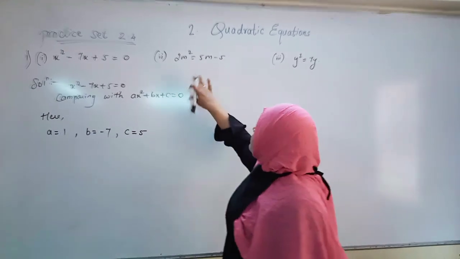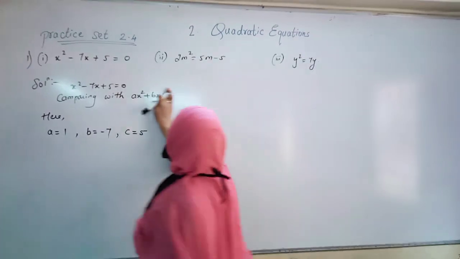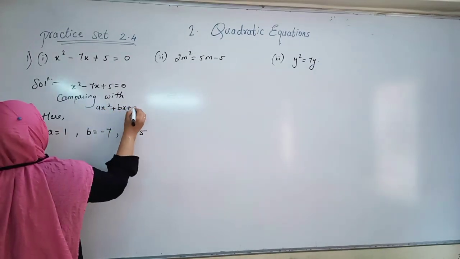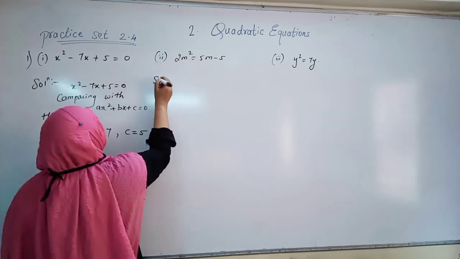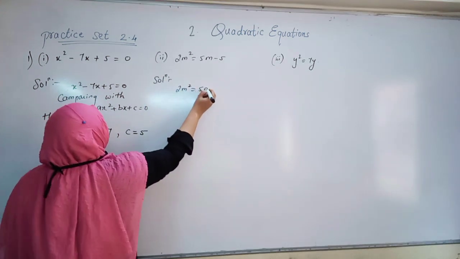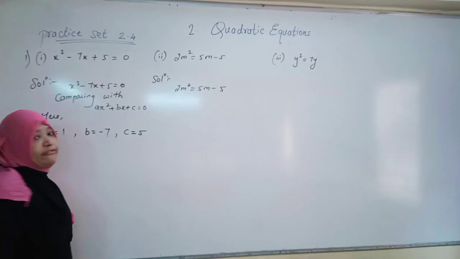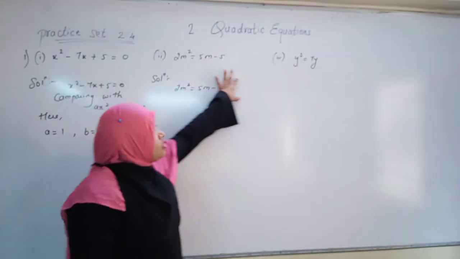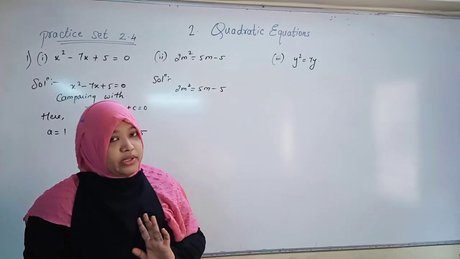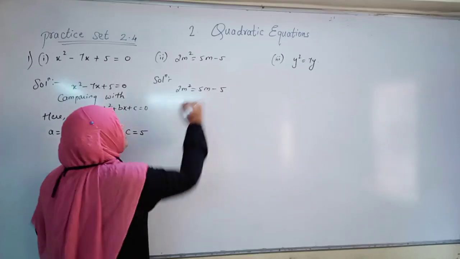The next question we also solve in the same way. Here I should write the standard form. I am writing here for you. Okay, come on, the next question. Again, solution. What is the question? 2m square is equal to 5m minus 5. This question is not in the standard form. First of all, we have to arrange it. हमको क्या करना है, इसको अरेंज करना है. So कैसा करेंगे हम?